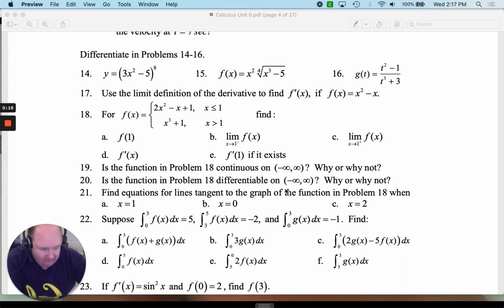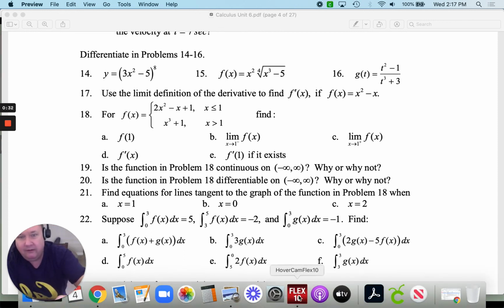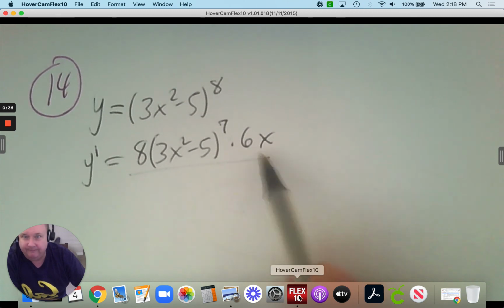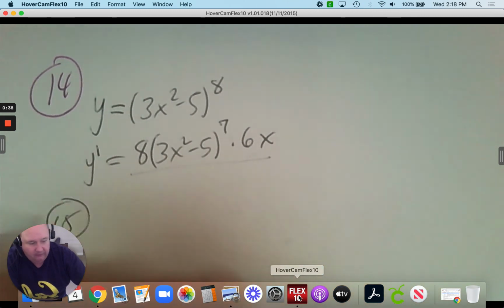So 8 times 1 in front. Write down 3x squared subtract 5. Subtract 1 to the exponent, so it's 7. And then the hook. The derivative of 3x squared is 6x. And you don't have to simplify it at all. The derivative with the hook. 15.